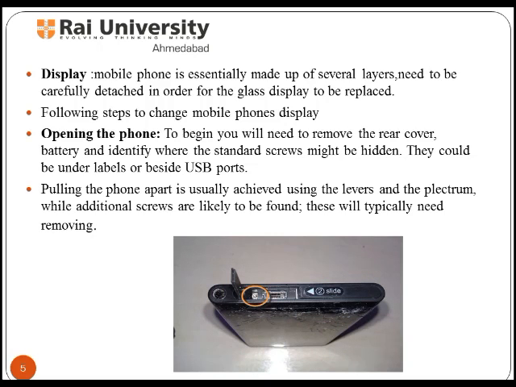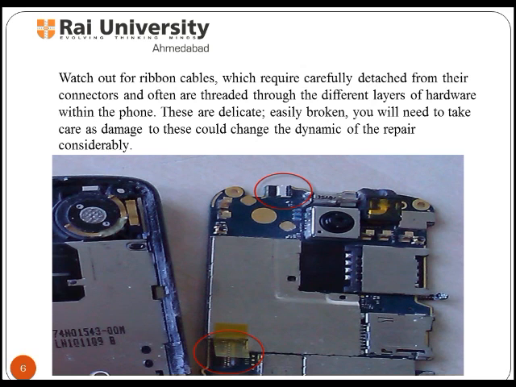Firstly, remove the rear cover and battery, and identify where the standard screws might be hidden. They could be under labels or beside USB ports. Pulling the phone apart is usually achieved using levers and the plectrum, while additional screws are likely to be found and these will typically need removing. Now look for ribbon cables which need to be carefully detached from their connectors and often are threaded through the different layers of hardware within the phone.